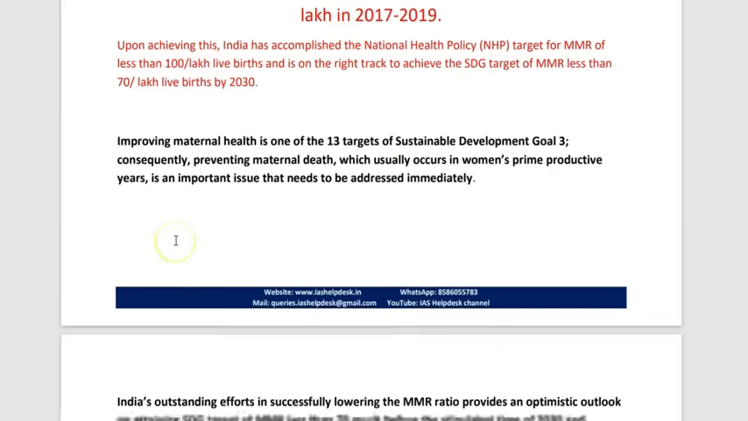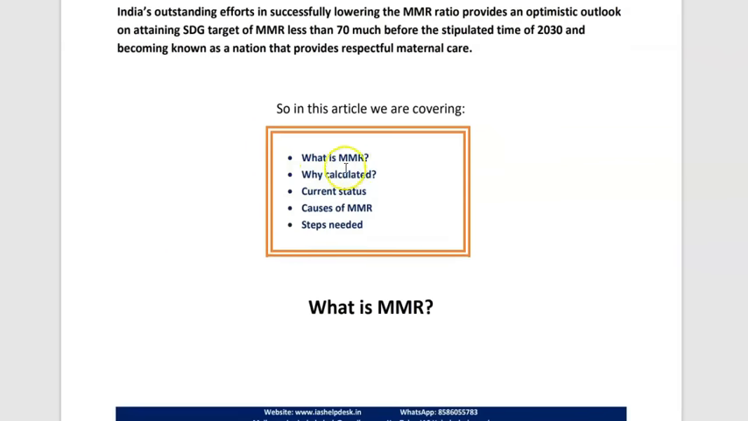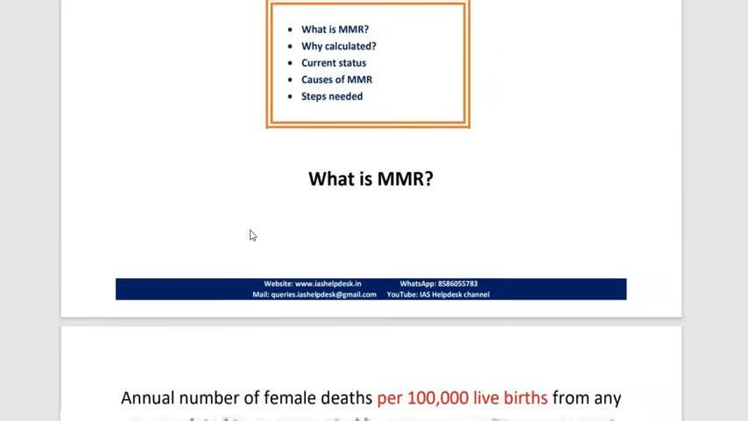Now let's understand what maternal mortality ratio is. These are the bullets or points that we are going to cover throughout our discussion. First, what is maternal mortality ratio. Then why it is calculated, what is the importance of calculating it, what is the current status, which states have the highest number of deaths in this ratio, and what steps need to be taken.